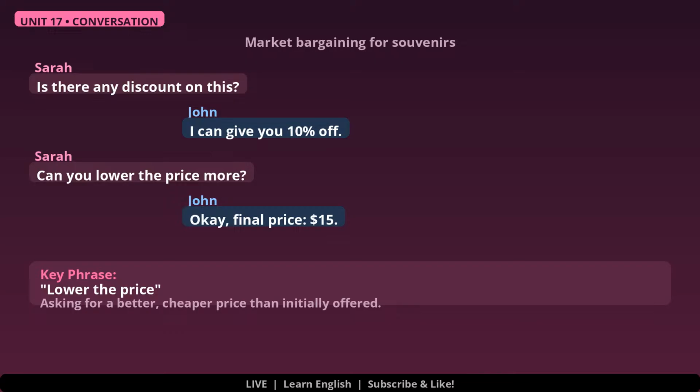The key phrase is lower the price. It means asking for a better, cheaper price than initially offered.